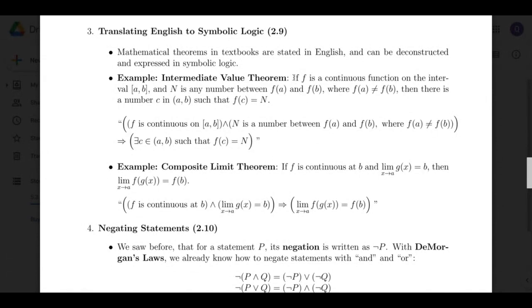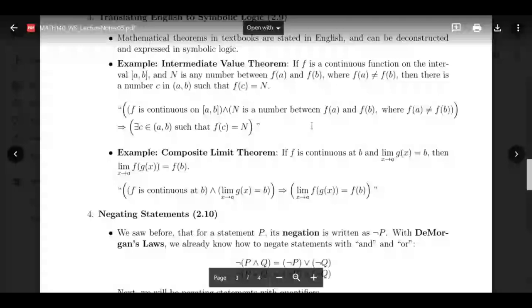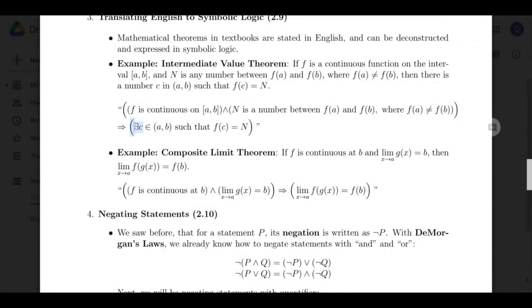Now, let's use quantifiers for this theorem. So f is continuous on the closed interval [a, b], and n is a number between f of a and f of b, where f of a is not equal to f of b, implies there exists a c in the interval a to b such that f of c equals n. Okay, so here we are using the there exists quantifier.